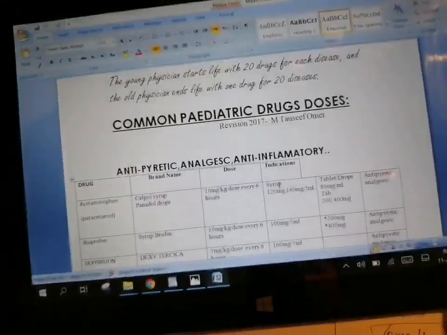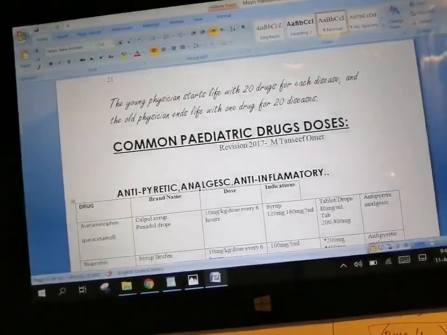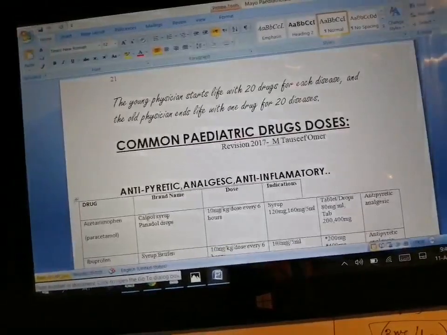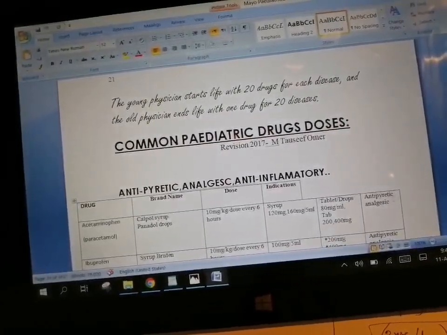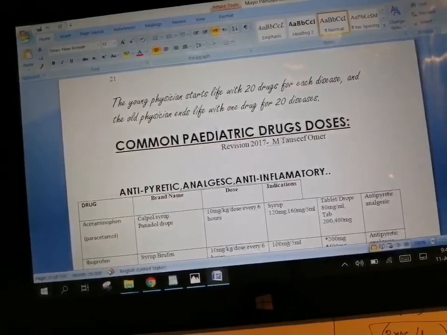Okay, so here are the drug doses in this manual on page 21. The PDF is available in the link in the description, and if you are a network member, in the accompanying folder. And the common pediatric drug doses.